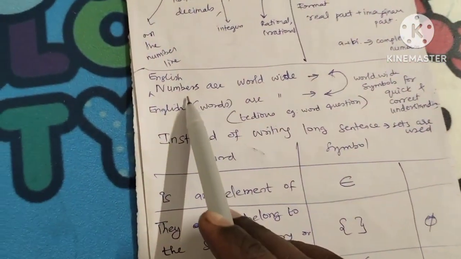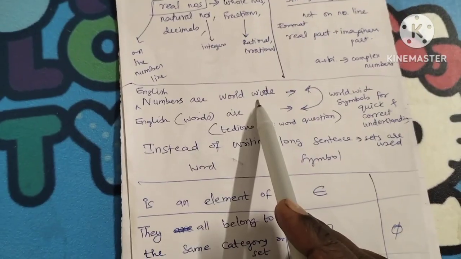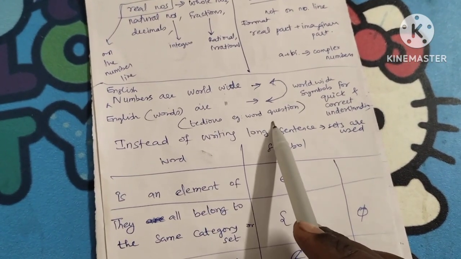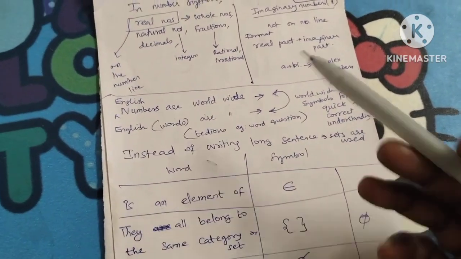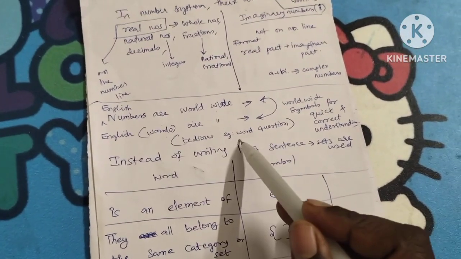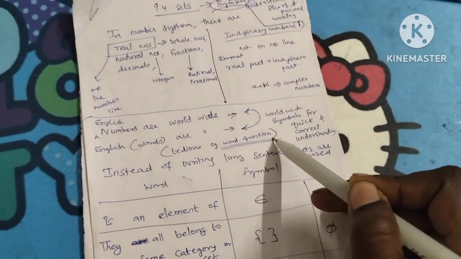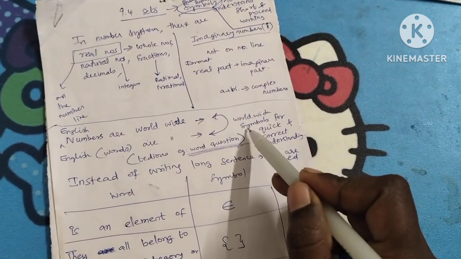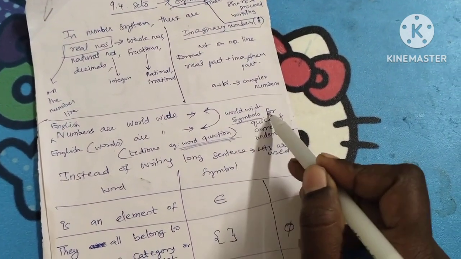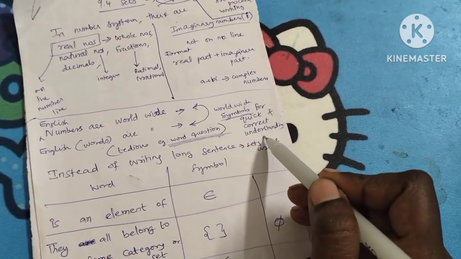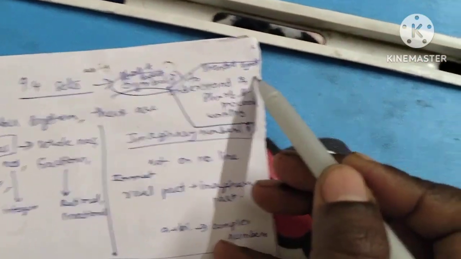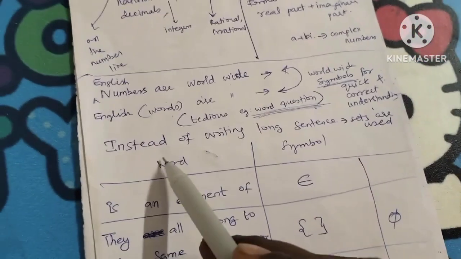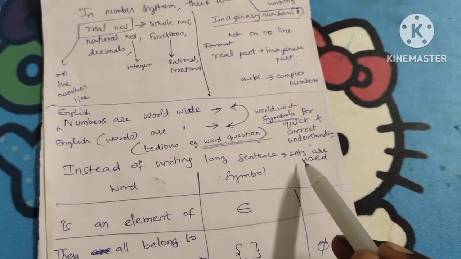See, English numbers are worldwide, okay? And English is a wordy language. For example, in word equations, when we want to express something we use words, and in word questions we see the same. So there should be a mediator to describe using symbols. So worldwide symbols for quick and correct understanding is called sets. Sets are the standard symbols to understand in short and proceed working. Instead of writing long sentences, sets are used.